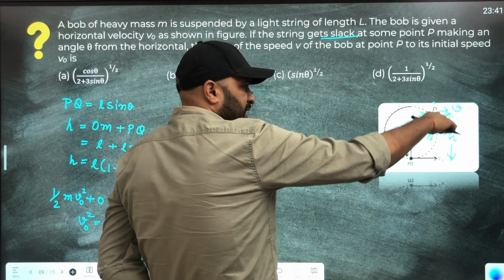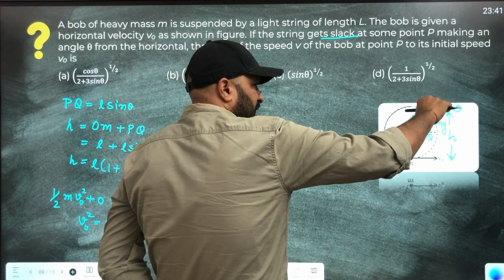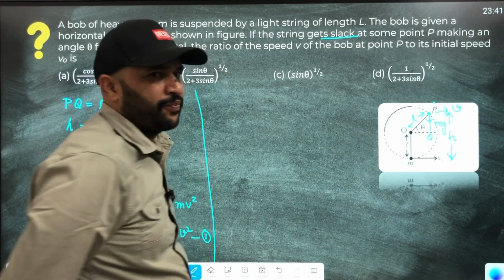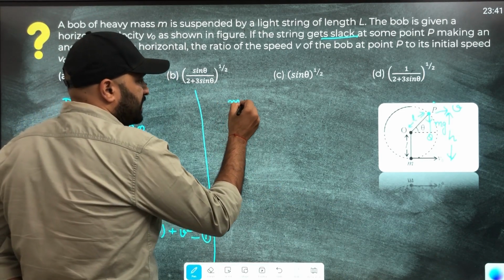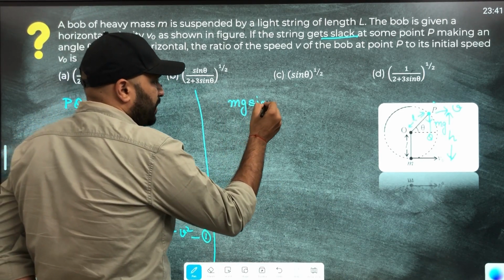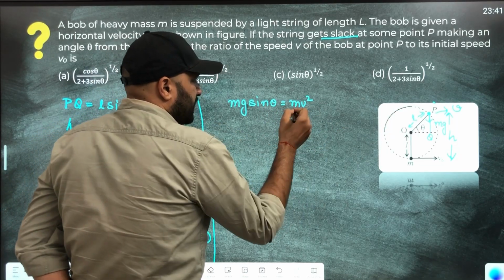This weight is downward in direction. There is no tension. So mg sine theta here is equalizing what? Our centripetal force, or centrifugal force, whatever you call it. So mg sine theta in this case will be equal to mv square by r. And what is r? Sir, L here.